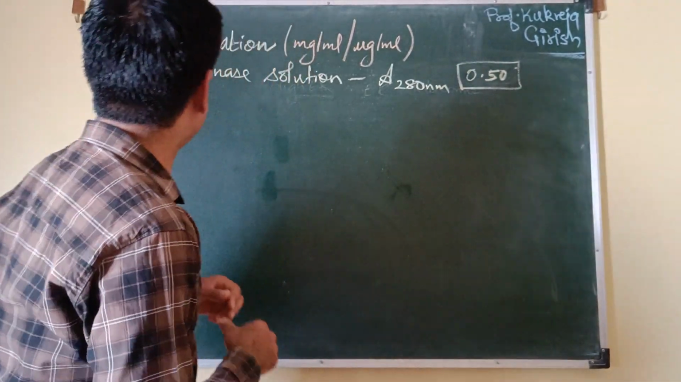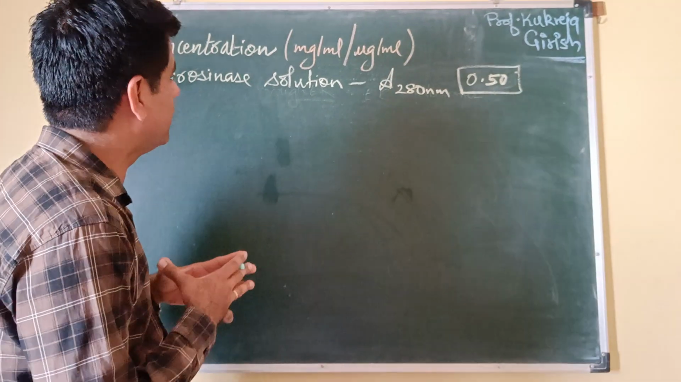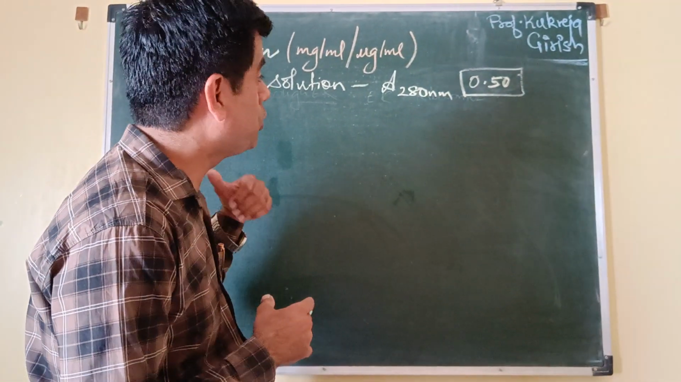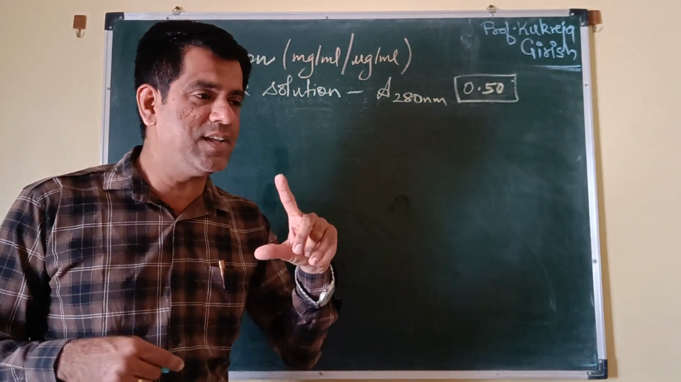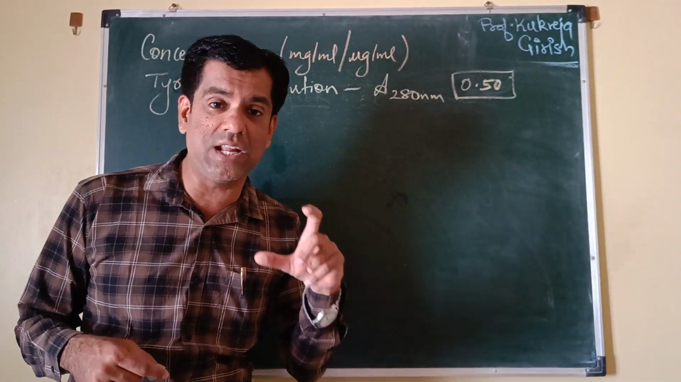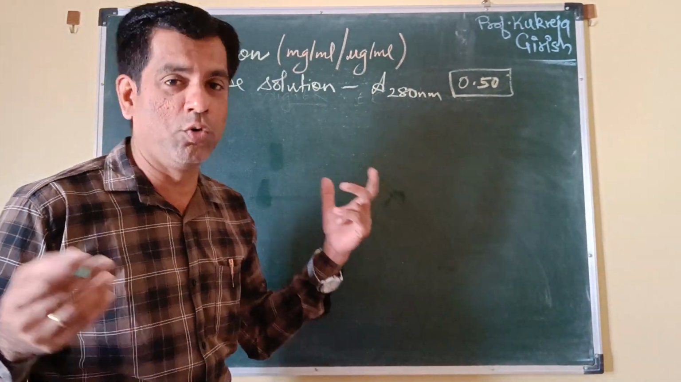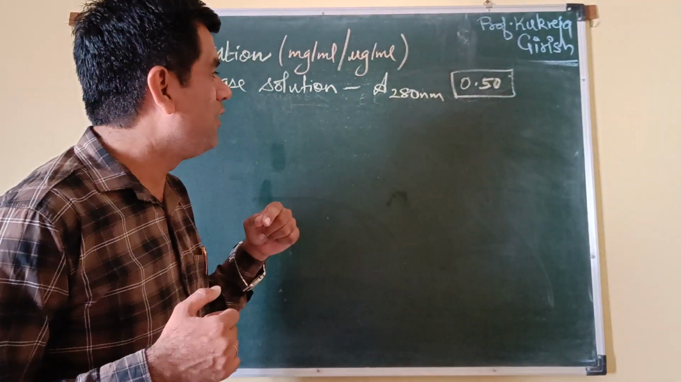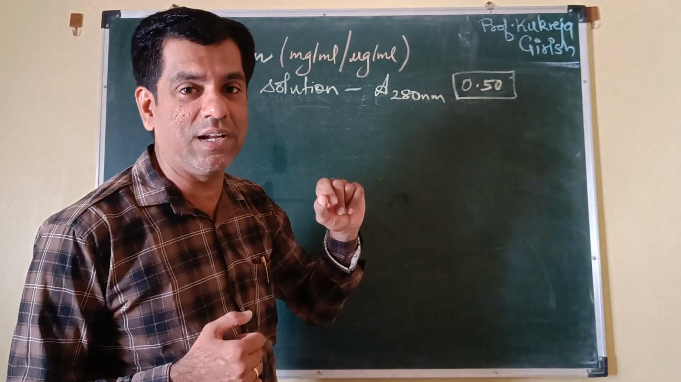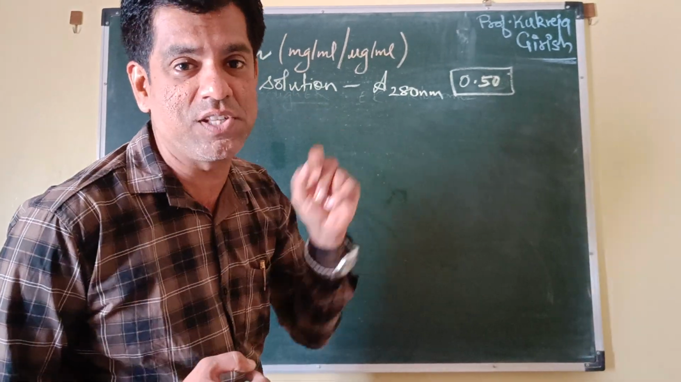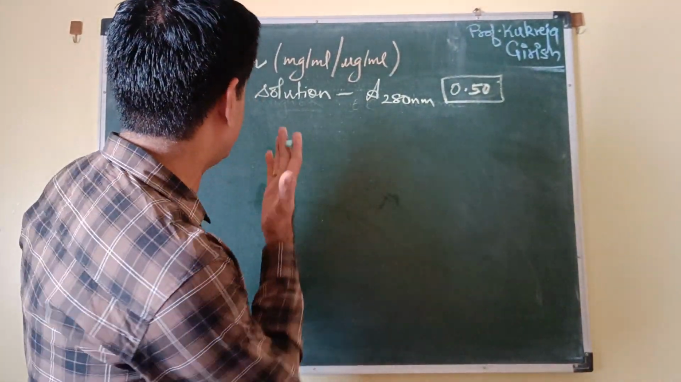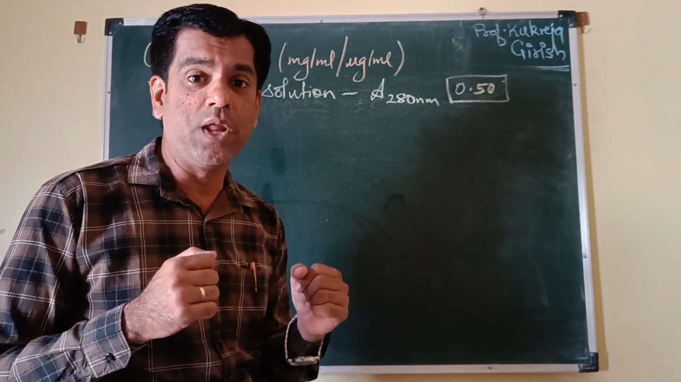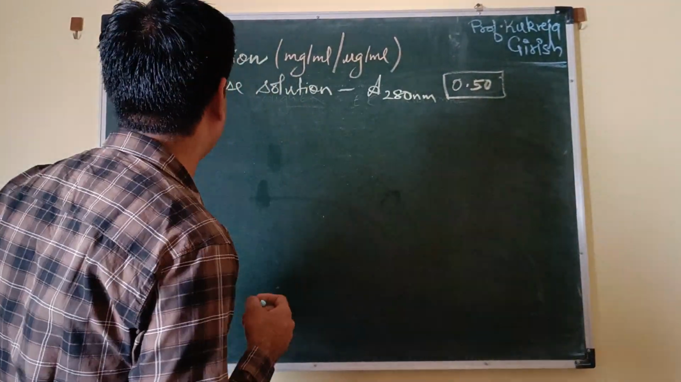Great. So, a tyrosinase solution which has an absorption at 280 nanometer of 0.50. I had a solution of tyrosinase of unknown concentration, but when I took its absorption at 280 nanometer, it gave me a reading of 0.50. I want to find out what exactly is the concentration of that, in the units of milligram per ml and microgram per ml. How will you go about it?